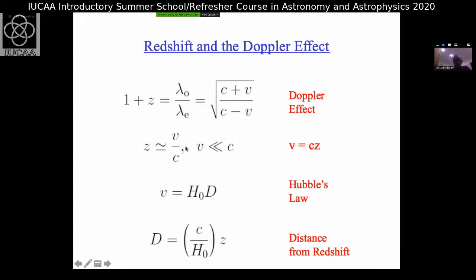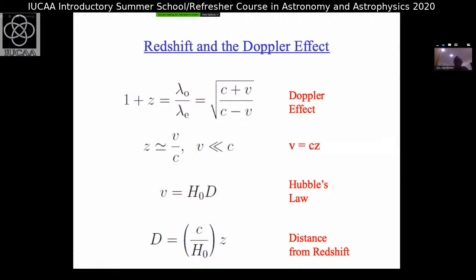You can see it here. If lambda E is the emitted wavelength and lambda O is the observed wavelength, then lambda O upon lambda E is equal to the square root of (C plus V) upon (C minus V). This is a standard special relativistic formula, and it can be derived using special relativity. There is no cosmology coming into the picture.